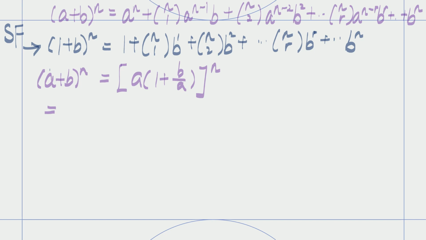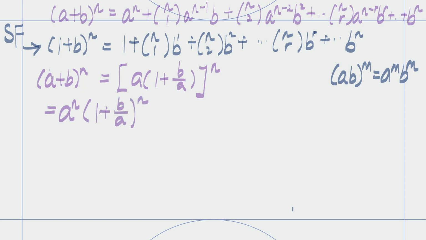And I'm going to apply, remember this rule that you learned in the chapter on indices. We've been using a lot of these, right? So if you apply this rule, you will have a to the power n bracket 1 plus b over a to the power n. All right, so this part here is where I'm going to apply this guy.